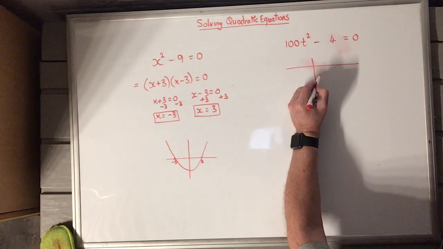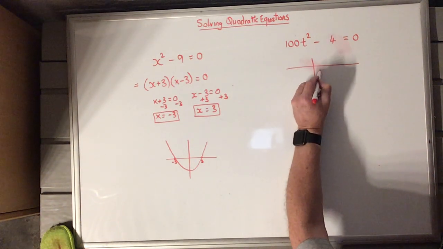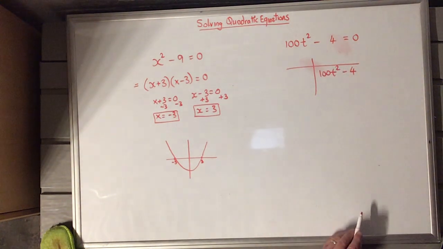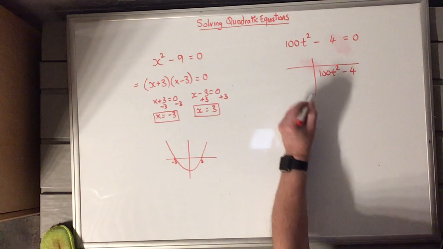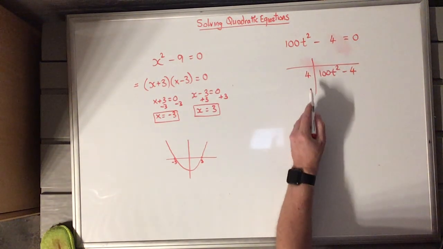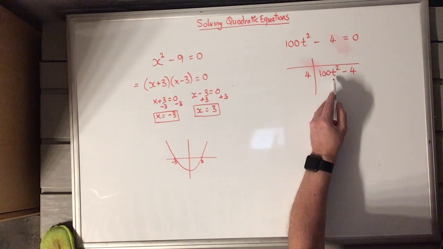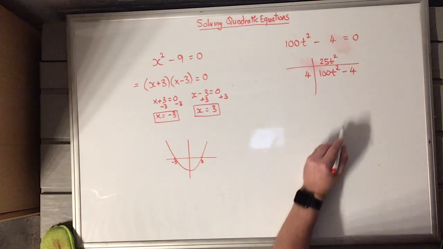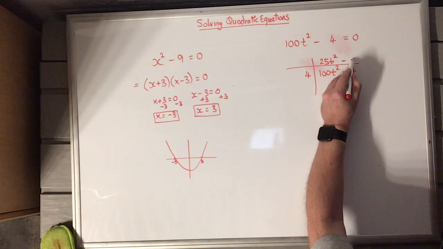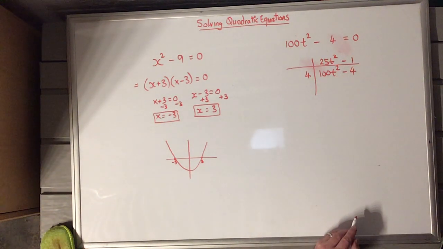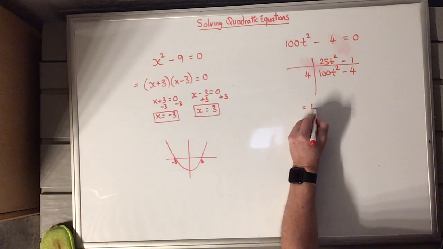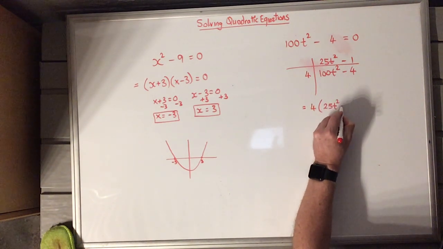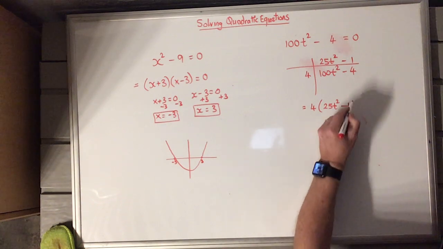So 100 t squared minus 4. Taking 4 out as a common factor, well, 4 what gives me 100 t squared? Well, that's going to be 25 t squared, and 4 times negative 1 will give me negative 4. So factorising that, I've got 4 times 25 t squared minus 1 equal to 0.